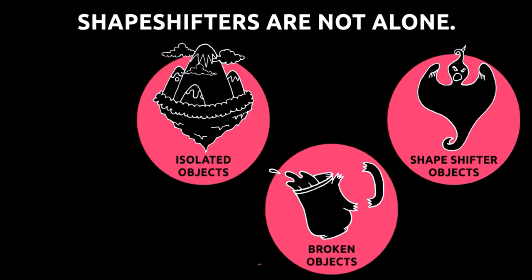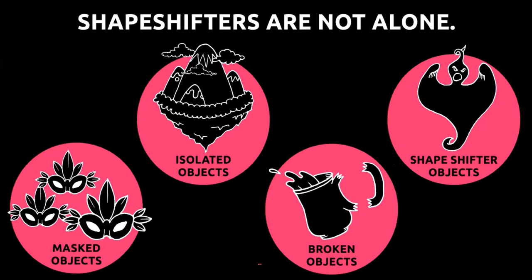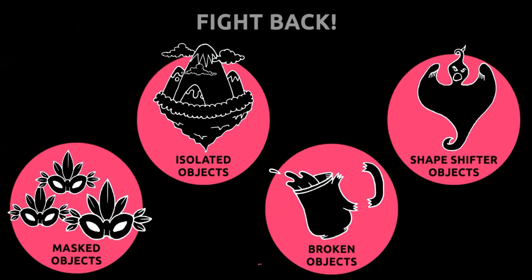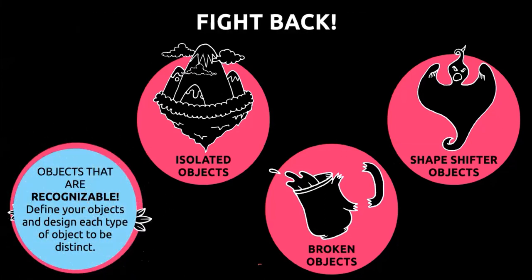We've got our broken objects. We've got our isolated objects. We've got our masked objects. So real quickly, to fight back: the shapeshifter object is the same object represented in different ways. Our masked object is different objects represented the same. So two or three different objects all wearing the same outfit, looking exactly the same. So you don't want to do that. That's not where you want to be efficient. You want to make sure your objects are recognizable.